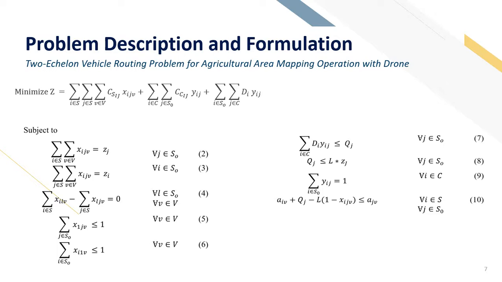For this mapping operation, instead of trying to minimize the cost, here we try to minimize the total operation time, which consists of three parts: the operation time to do the routing, visiting the launching sites for the mapping area; then the travel time from the launch site to the mapping area of the drone, which is in the second echelon; and then the time needed by the drone to map that particular area.